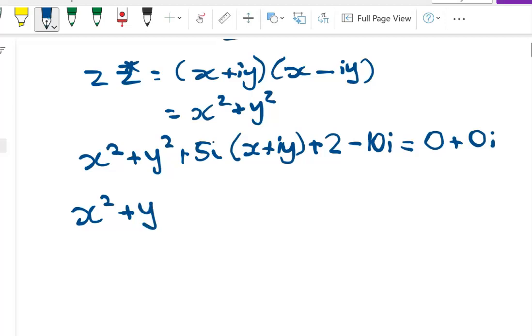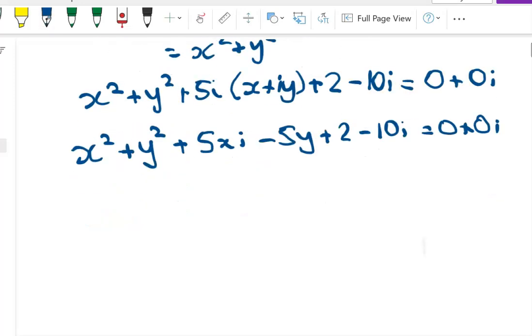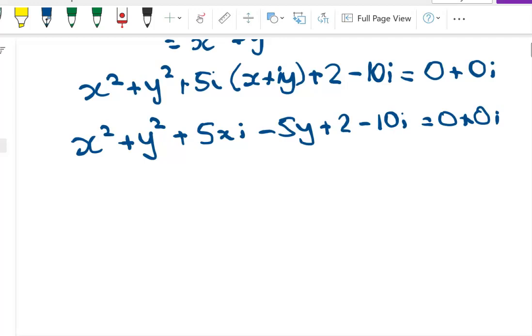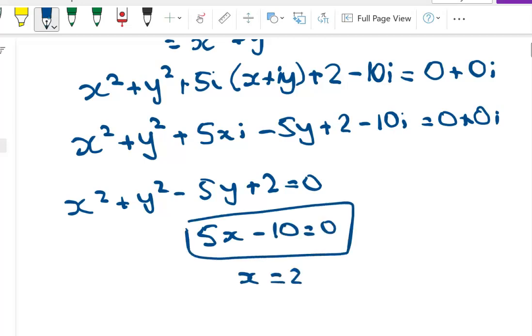Looking at the real part first, we get x squared plus y squared plus 5xi minus 5y plus 2 minus 10i equals 0 plus 0i. Okay, so that's not just the real part, that's obviously the whole lot all mushed together. But now we can easily split it into the two parts. So the real part gives me x squared plus y squared minus 5y plus 2 is equal to 0. And the imaginary part is very straightforward. It's 5x minus 10 is equal to 0. So we can solve this straight away, and that gives me x equals 2.